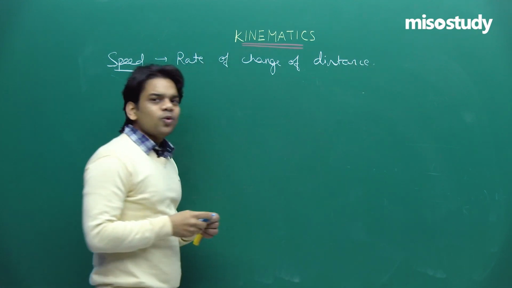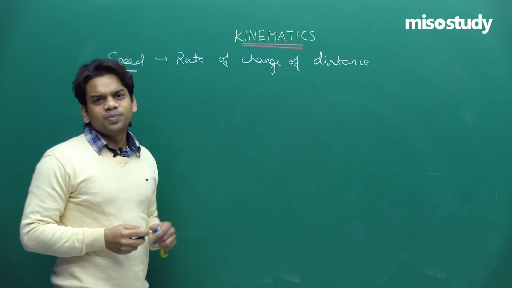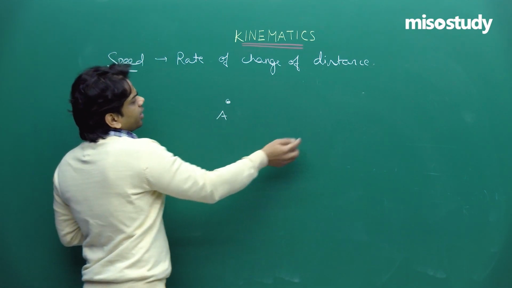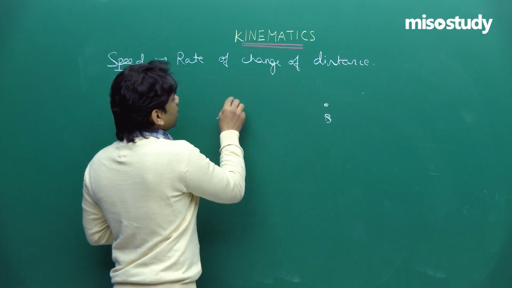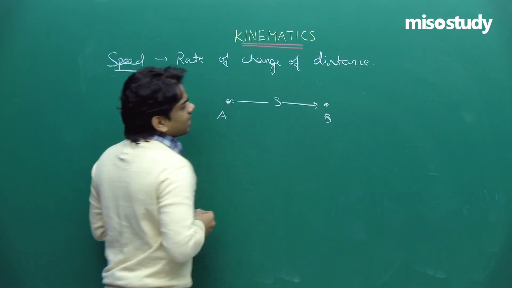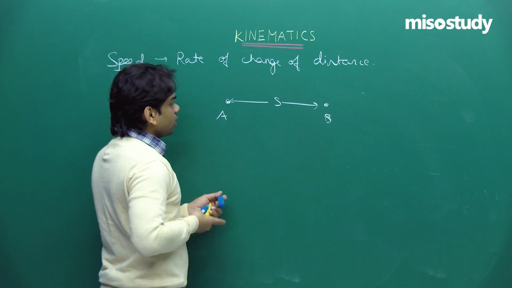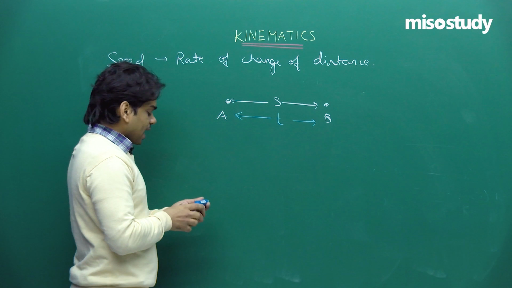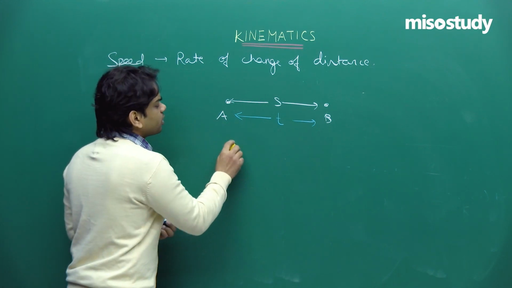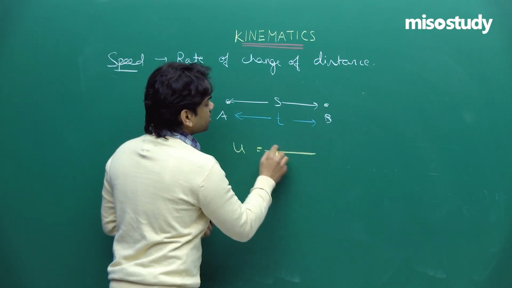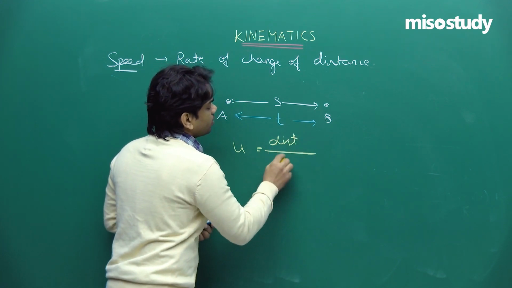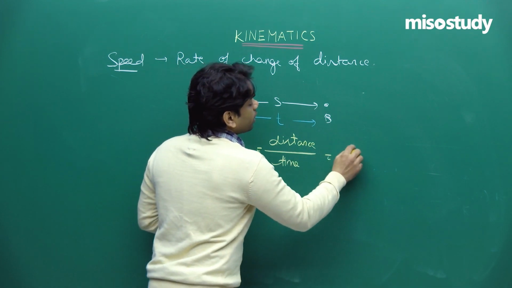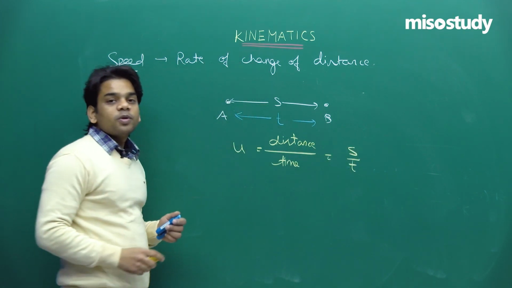Now suppose you want to find out the average speed when the particle is moving. Let us say particle started from point A, it reached point B. The separation between the 2 points is given as s, and during its journey it took time t to move. So speed, I am using the letter u, will be equal to distance by time, which will be equal to s by t. This is a very simple formula.